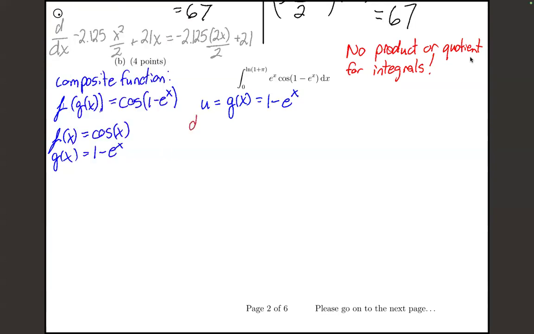And then I'm going to take the derivative. So we have du, and then the derivative of this, right? The derivative of 1 is going to be 0. The derivative of e to the x is going to be e to the x. So we have minus e to the x dx.